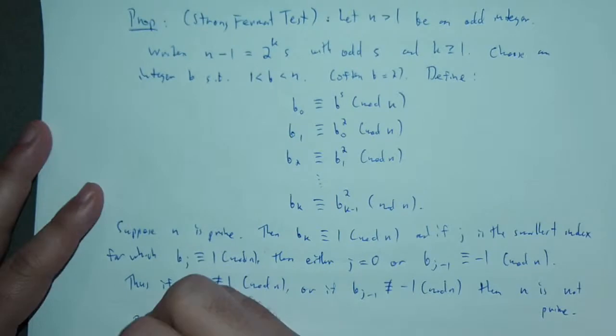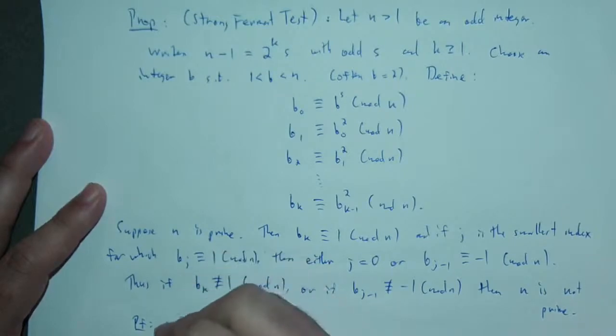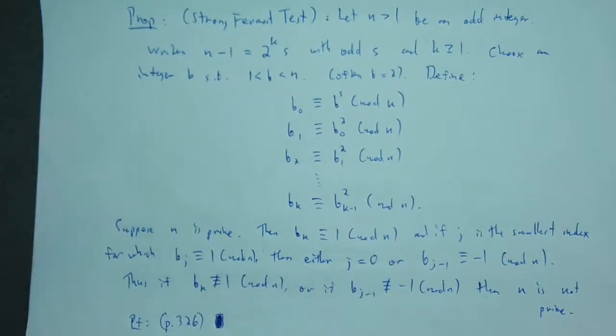So the proof actually doesn't require anything. It's just Fermat's theorem over again. So this is a very short proof. You can see it on page 326. And a better way of seeing this is just to ask yourself what exactly is being done here, and why are you guaranteed that if n is prime, this sequence ends in this 1 in this way? You'll see what it is that's going on if you have a look at this proof.